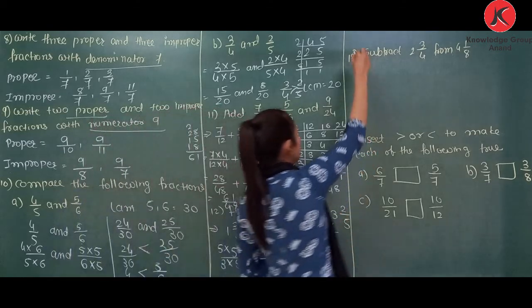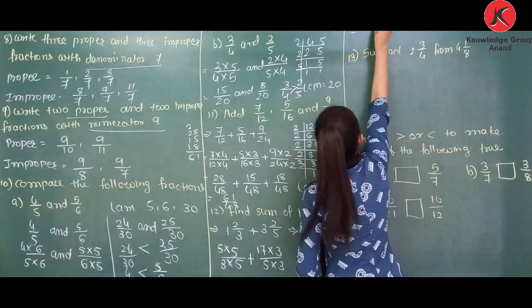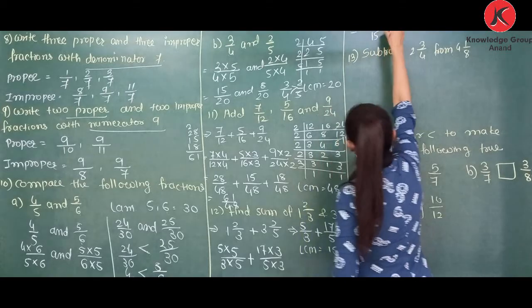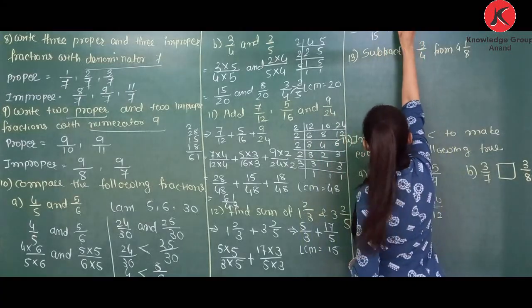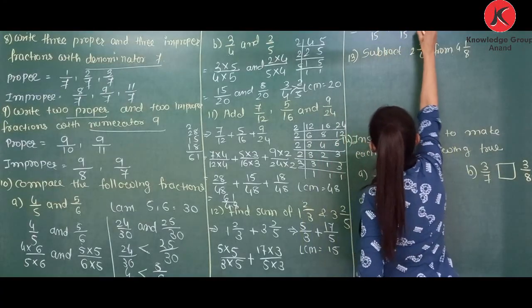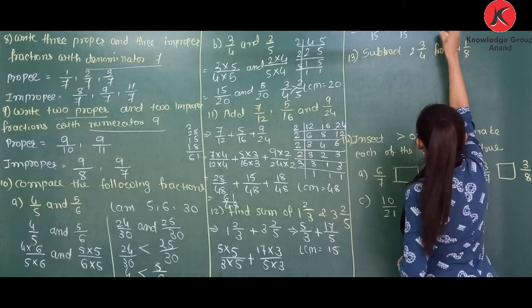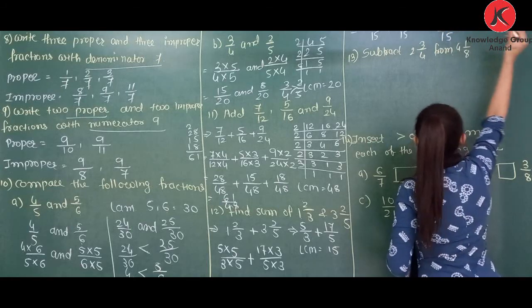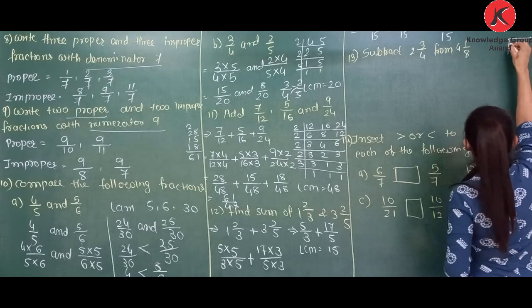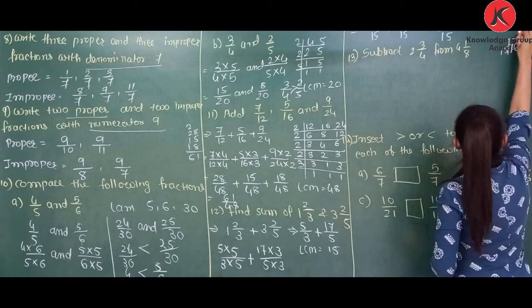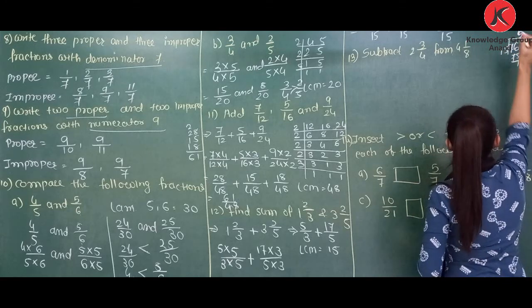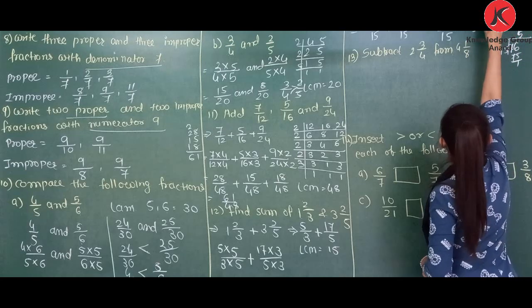So here we can write 25 by 15 plus 51 by 15. So here we get 76 by 15. You can convert them into a mixed fraction. So we get 5 1 by 15.